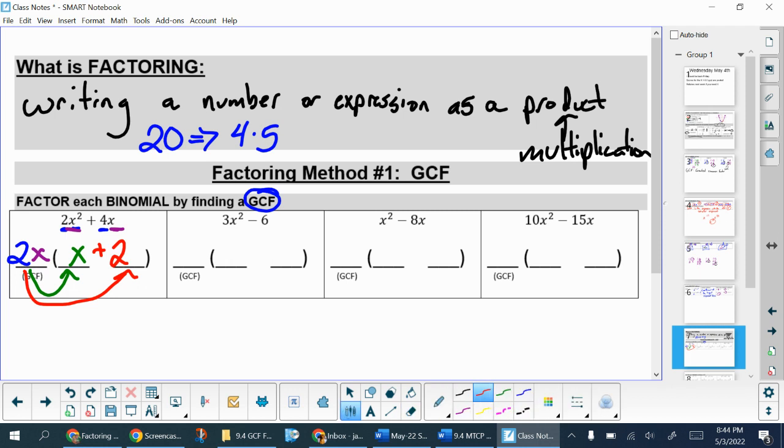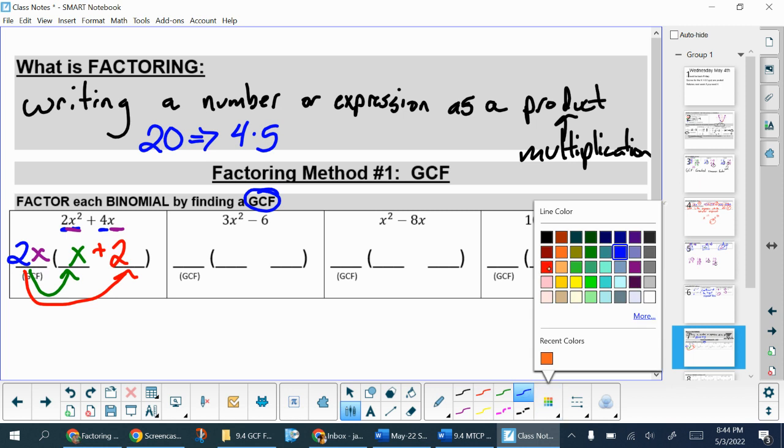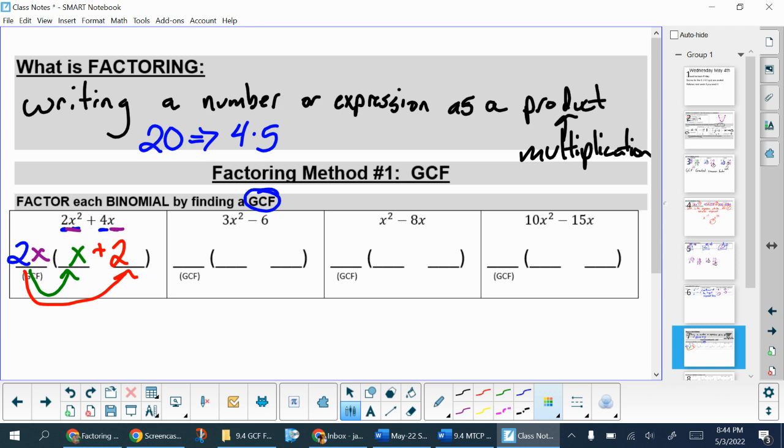Now, the best part about factoring by GCF is if you can do the distributive property, which all of you can. This is one of the best quizzes we did all year. We can always check our work. So I can go through now and say, okay, well, let's distribute this. And if I get back what I started, I did it right.